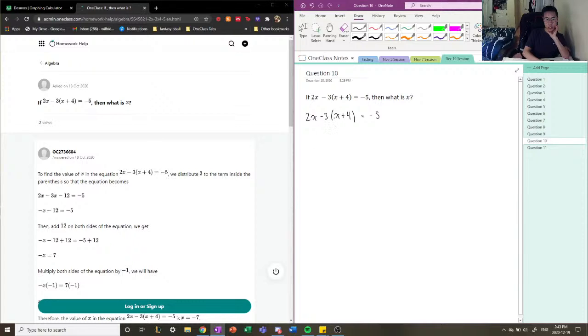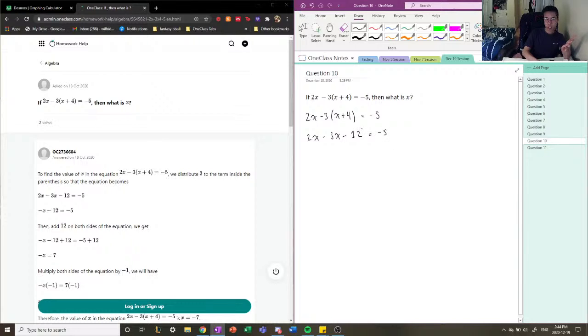First of all, we're going to expand this bracket. We multiply x and 4 by negative 3, and we get negative 3x minus 12. I don't know why I put plus 12. And that equals negative 5. Next, we see that we have a negative 12 on our left side. We're going to move it to the right side by adding 12 to both sides.